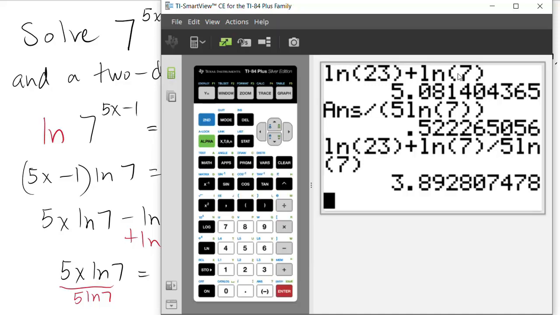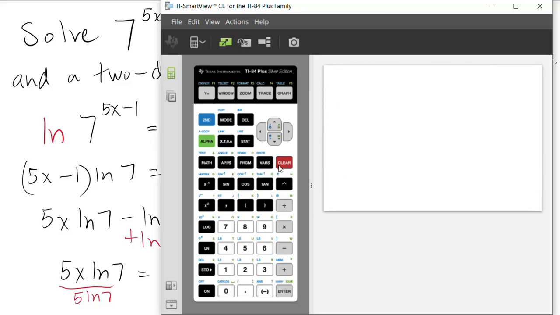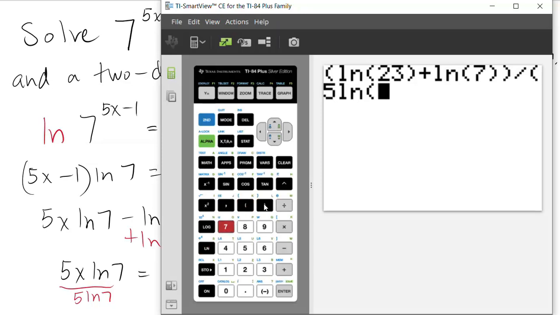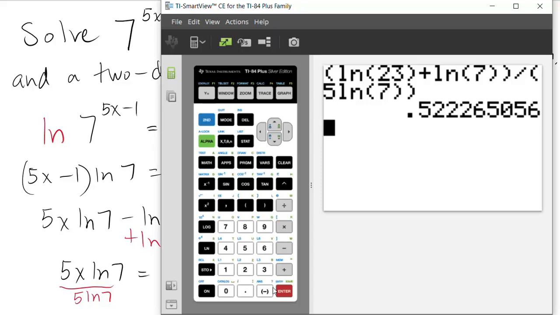My advice would be to type the numerator first and then divide by the denominator in parentheses. If you insist on doing it all in one line, you would need parentheses around the numerator, natural log of 23 plus the natural log of 7, close the parentheses on the natural log, close the parentheses on the numerator, and then divide by parentheses 5 times the natural log of 7. Close the parentheses, and there's that same result. Because of all of those parentheses that you have to remember, my advice is to just do the numerator first and then divide by the denominator trapped in parentheses.